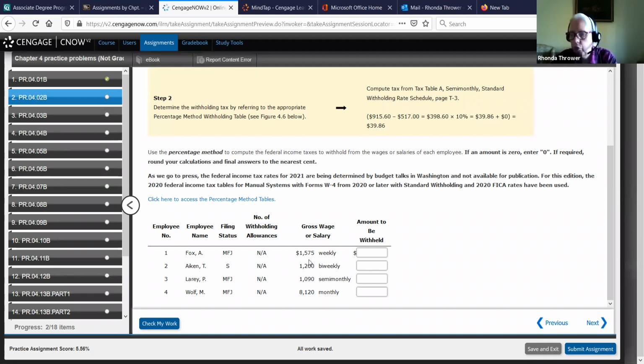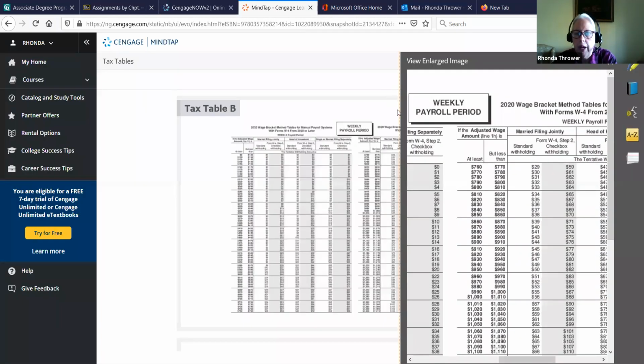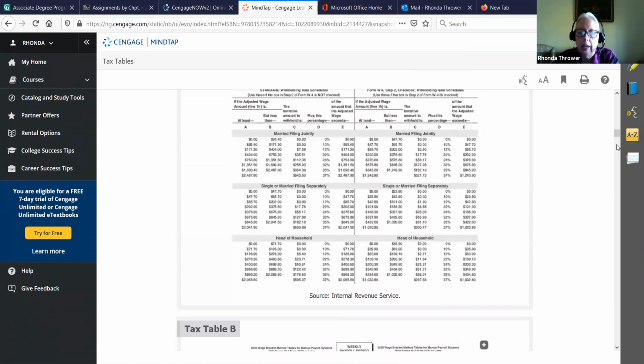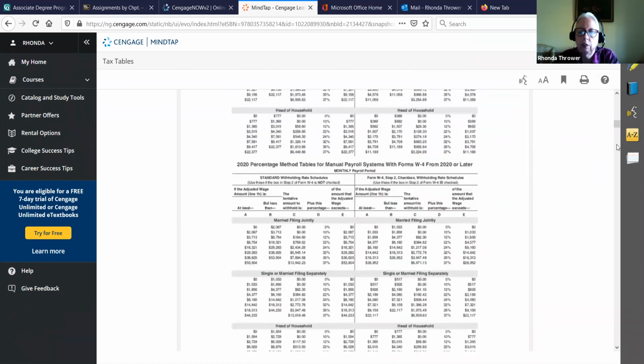And we're going to use the percentage table, the standard withholding. So I'm going to go back to my table. You just click right here. I'm going to go back to my table. I need to move my stuff around a little bit so I can see what we're doing. I'm going to close out that one I had up before. We're not going to use tax table A, but we're going to be using tax table B.